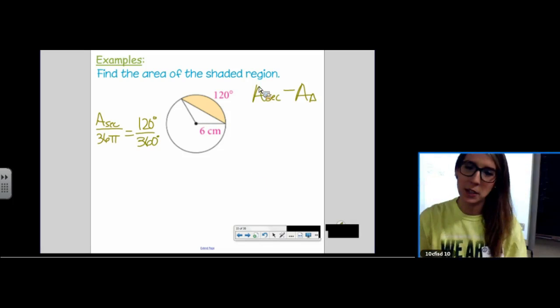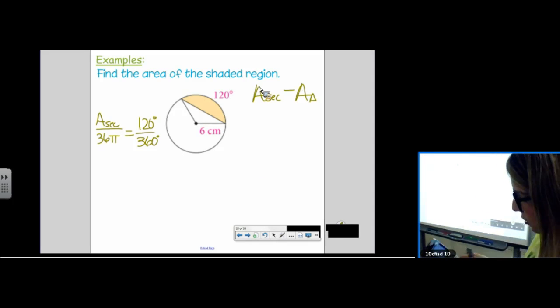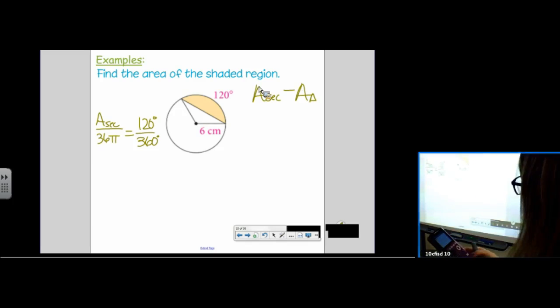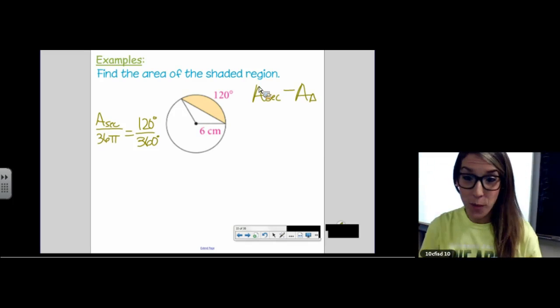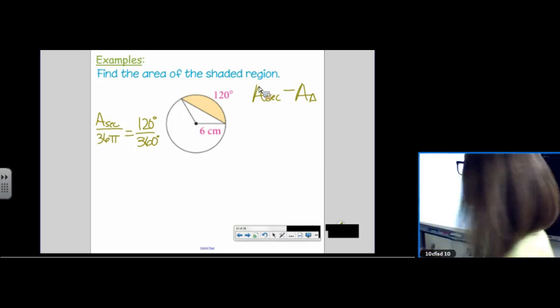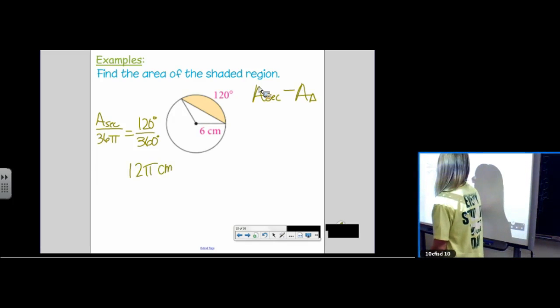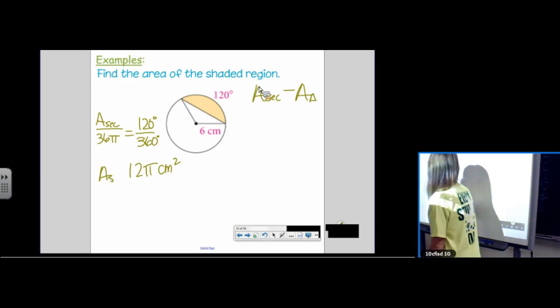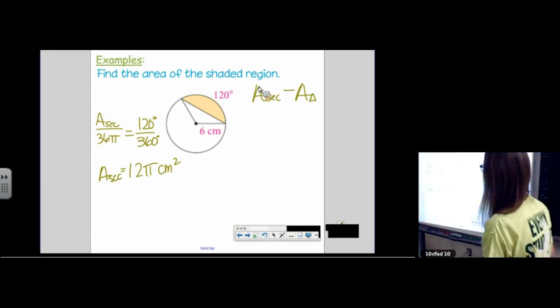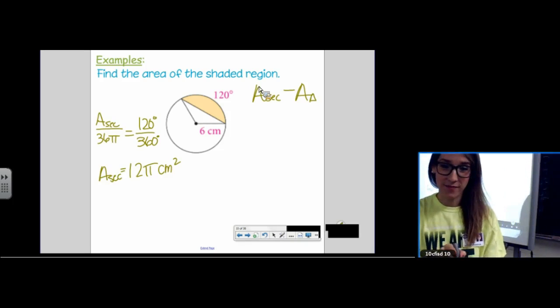The amount of time it took me to change my 36, you could have been solving. What did you get? 12. That's a bad answer. Thank you. 12 pi centimeters squared is the area of the sector. A little bit harder. Now we need to try to find the area of the triangle.